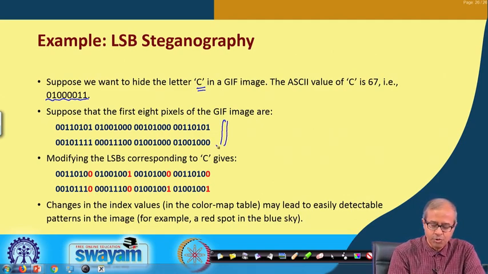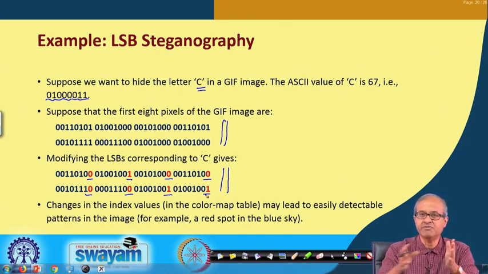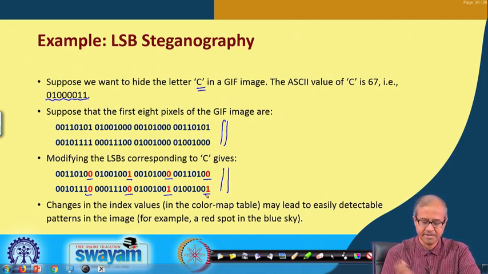What do we do? We modify the least significant bits to hide 01000011. The bits are marked in red here; you see 0, 1, 0, 0, 0, 0, 1, 1. This is how we are modifying the LSB to hide this letter C. In this way you can hide the other letters to store the entire message you want to carry in the image. Okay? Fine.